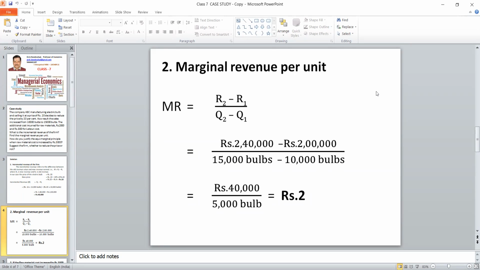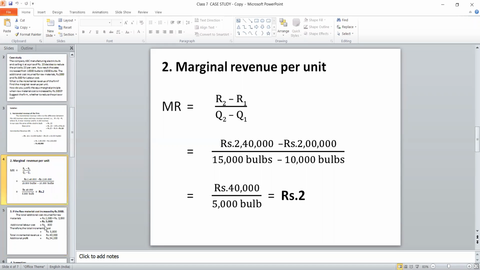Now we have moved to the quantity level. Initially they sold only 10,000 bulbs. Now it is 15,000 bulbs. So marginal revenue equals R1 minus R2 divided by Q2 minus Q1. Employing the value for each variable, we get 40,000 divided by 5,000 bulbs. It is nothing but rupees 2 per bulb. You may ask why it is 2. 40 divided by 5 is 8,000, actually 8. Out of that 8, what is the value of the additional unit? It is 2 rupees. That is why we are making only the ratios. That's why it is 2 rupees.